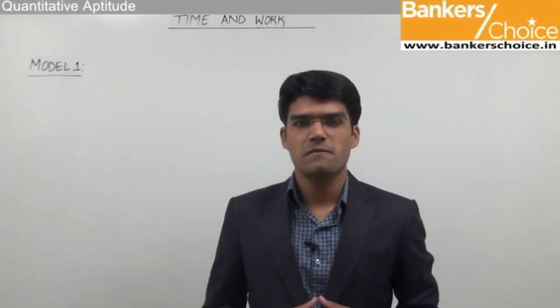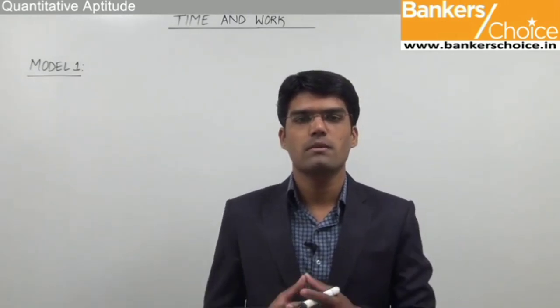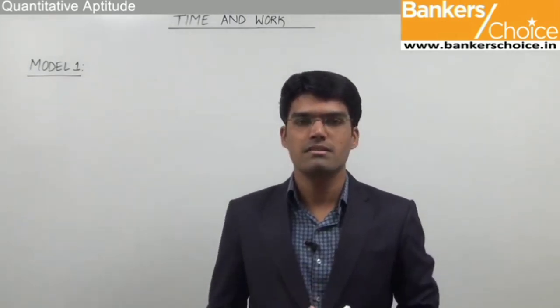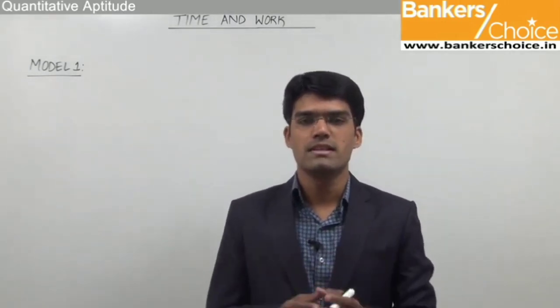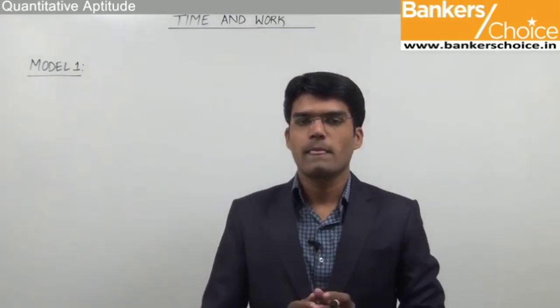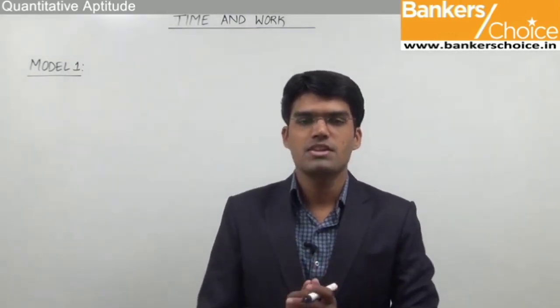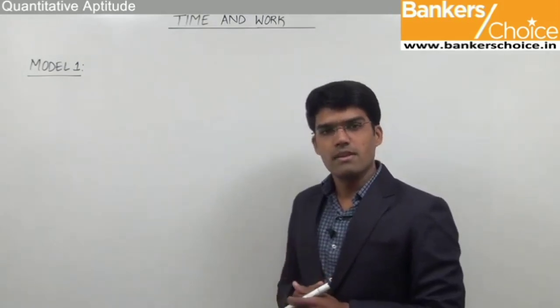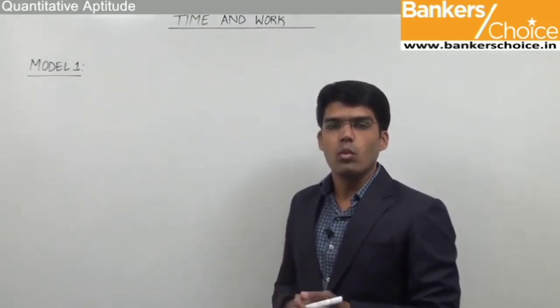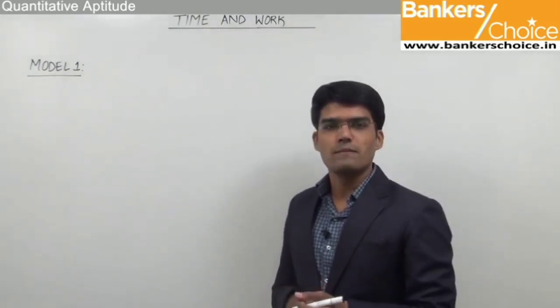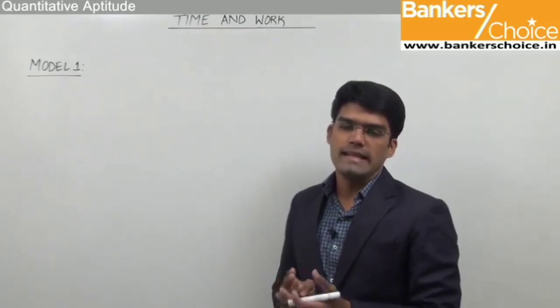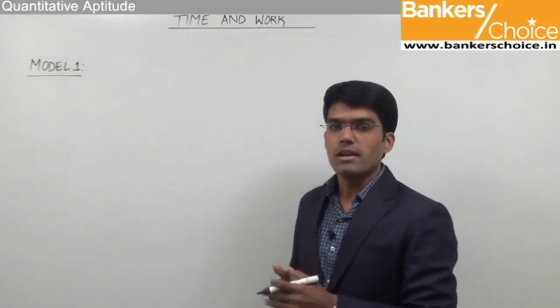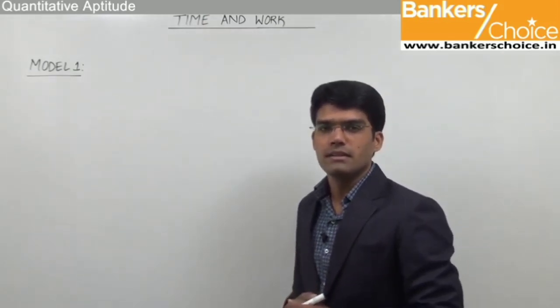Let us now discuss the first module from time and work, where the questions are based on the basic relationship between the different variables from time and work. Let us first establish the relationship between the different variables. As we have discussed earlier, we have different variables like work denoted by W, the number of persons denoted by P, and time, which is denoted by T. So let us take the relationship between these variables.